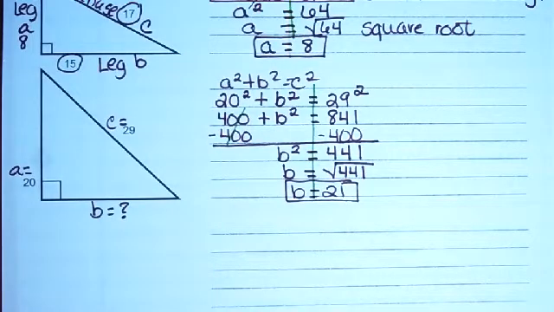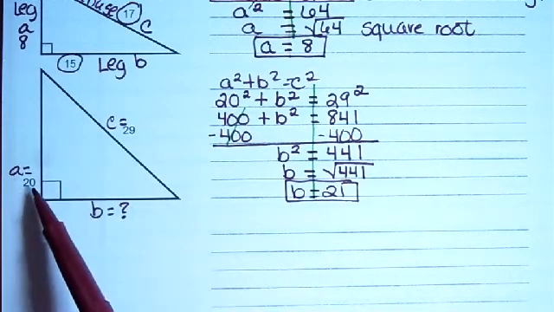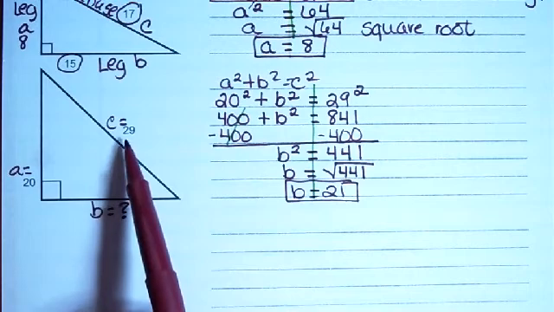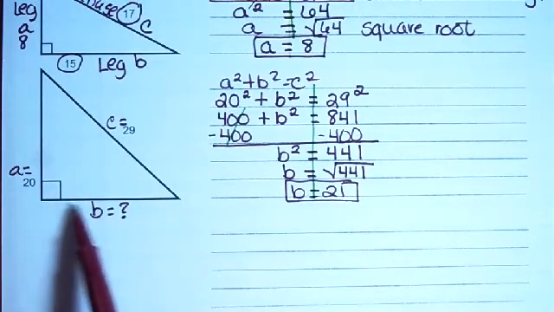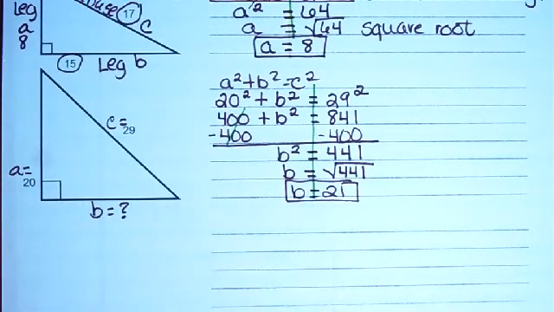Okay? So again, if I look at my example over here, A is 20 units long, C is 29 units long, and I now know that B has to be 21 units long. Okay? Now, pause your video right here if you need to and finish copying this down in your notes, and then restart your video.